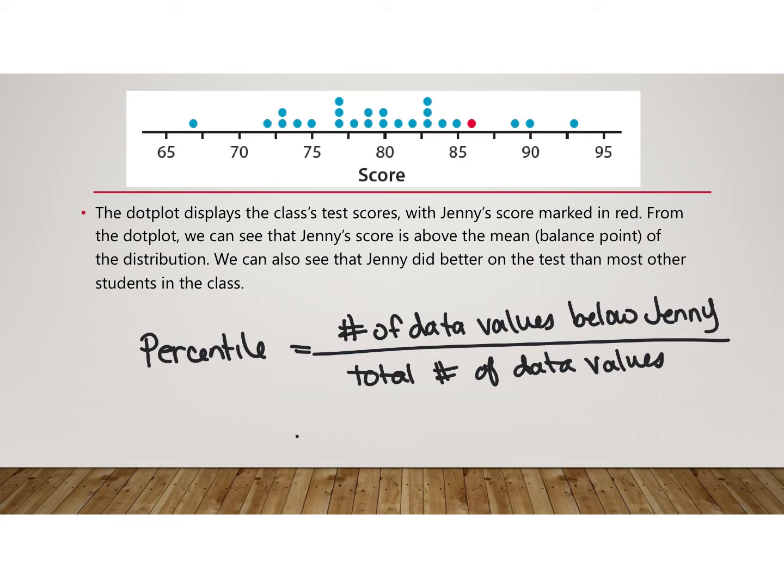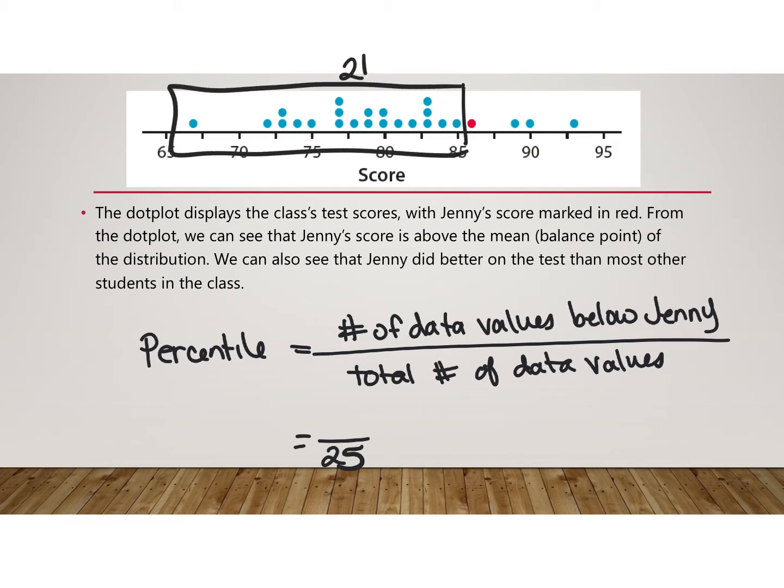What's the total data values? 25 is our denominator. How many data values are below Jenny? That means you are not going to count Jenny's score. 21. Okay, there are 21 values below her, so her percentile is 21 out of 25, which is 84%. 0.84, 84%. So Jenny's score is the 84th percentile for her class.